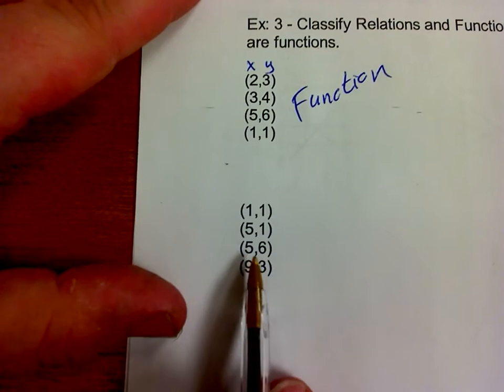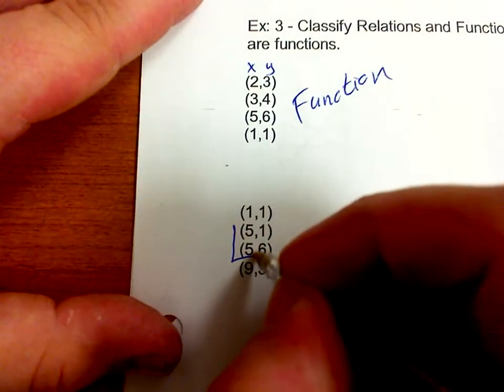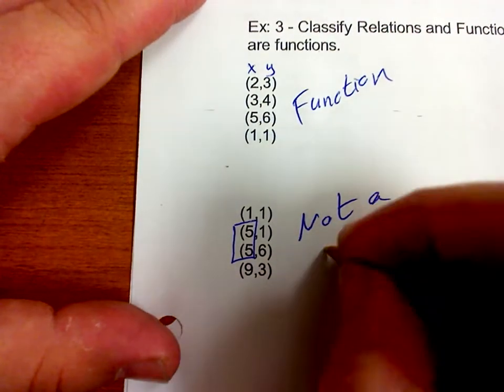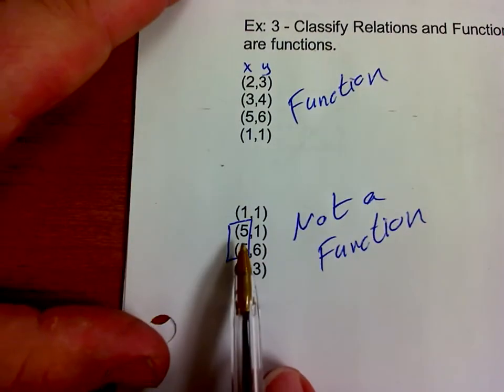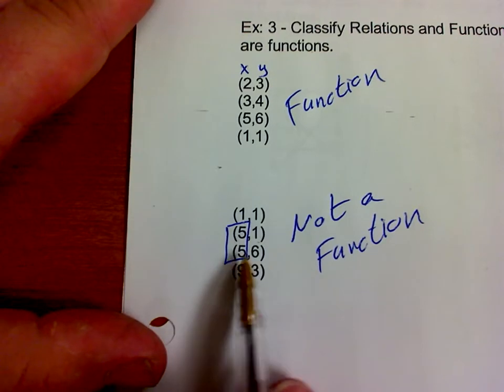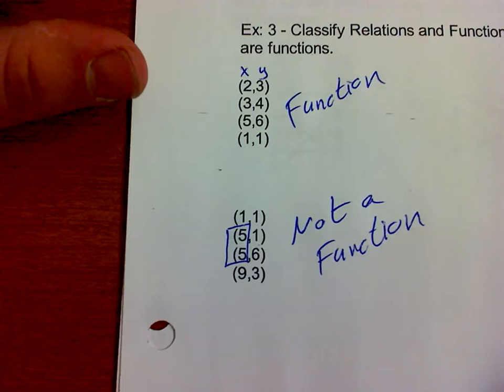Looking at this bottom one, we have 1, 5, 5, and 9. Now, we had 5s repeat right there. Since we had 5s repeat right there, we don't have a function for this second set. Because when we plug in 5 to something, we can't have it equal 1 and 6 at the same time. It has to be one or the other.